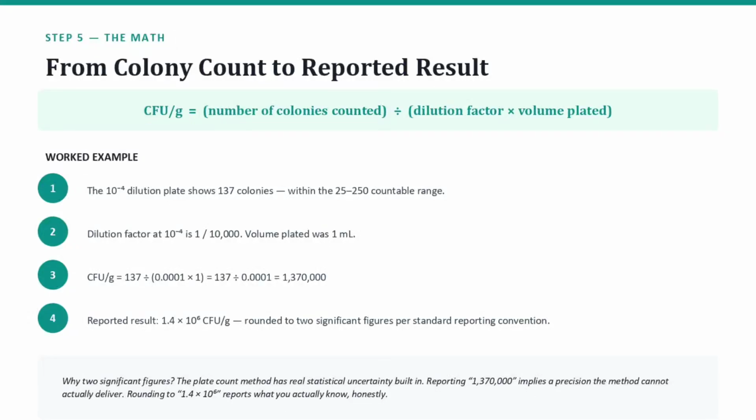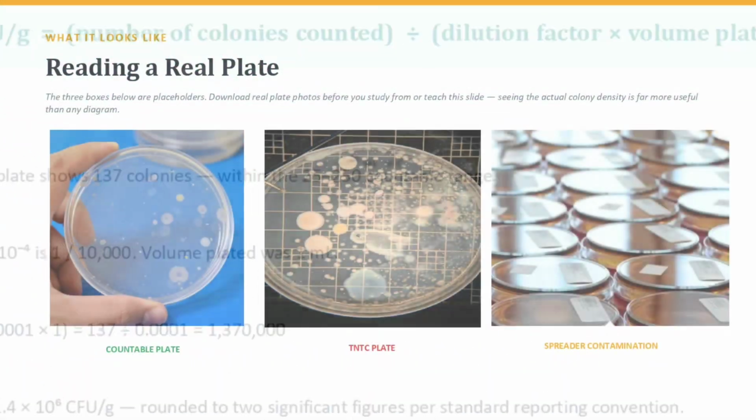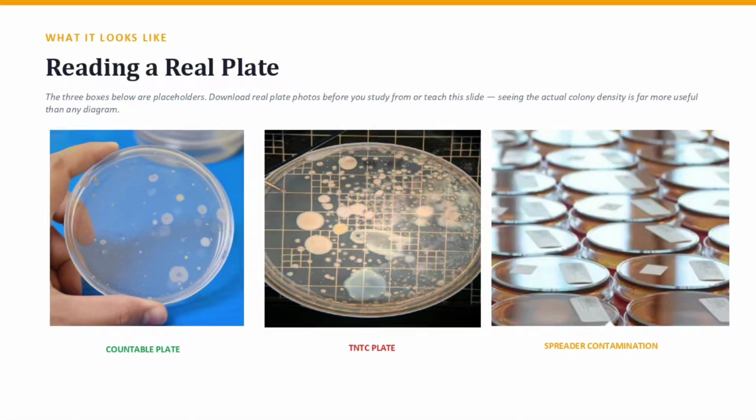Why round to two significant figures? The plate count method carries real statistical uncertainty. Reporting 1,370,000 implies a level of precision that this method simply cannot deliver. Rounding to 1.4 times 10 to the 6th reports what you actually know, honestly, without overstating your confidence in the exact figure. Now let's look at what this actually looks like in practice.